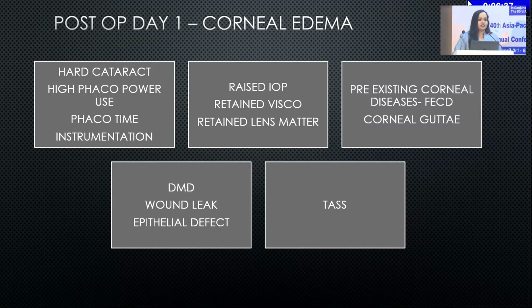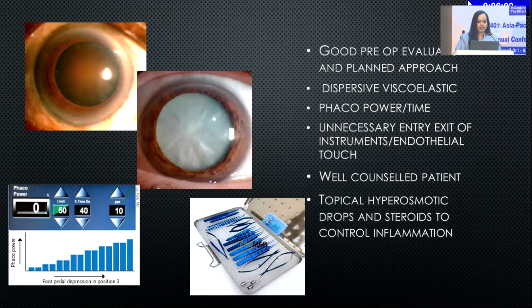Descemet membrane detachment is not noticed on the table and we get to know it on postoperative day 1. When there is a wound leak, there is hypotony and presence of DM folds. Epithelial defect occurs because of inadequate or improper placement of the speculum or while removing it, or overhydration in diabetic patients where the epithelium is loose and we can develop a defect on postoperative day 1 or 2. And lastly, TASS, that is toxic anterior segment syndrome, because of the inflammation that happens.